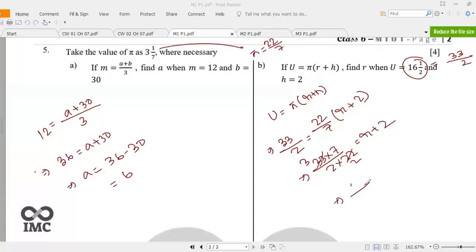Then we'll get 21 by 4 equal to r plus 2, or r equal to 21 by 4 minus 2. Then we'll get 21 minus 8, or 13 by 4. Or finally, we can write 3 whole 1 by 4.